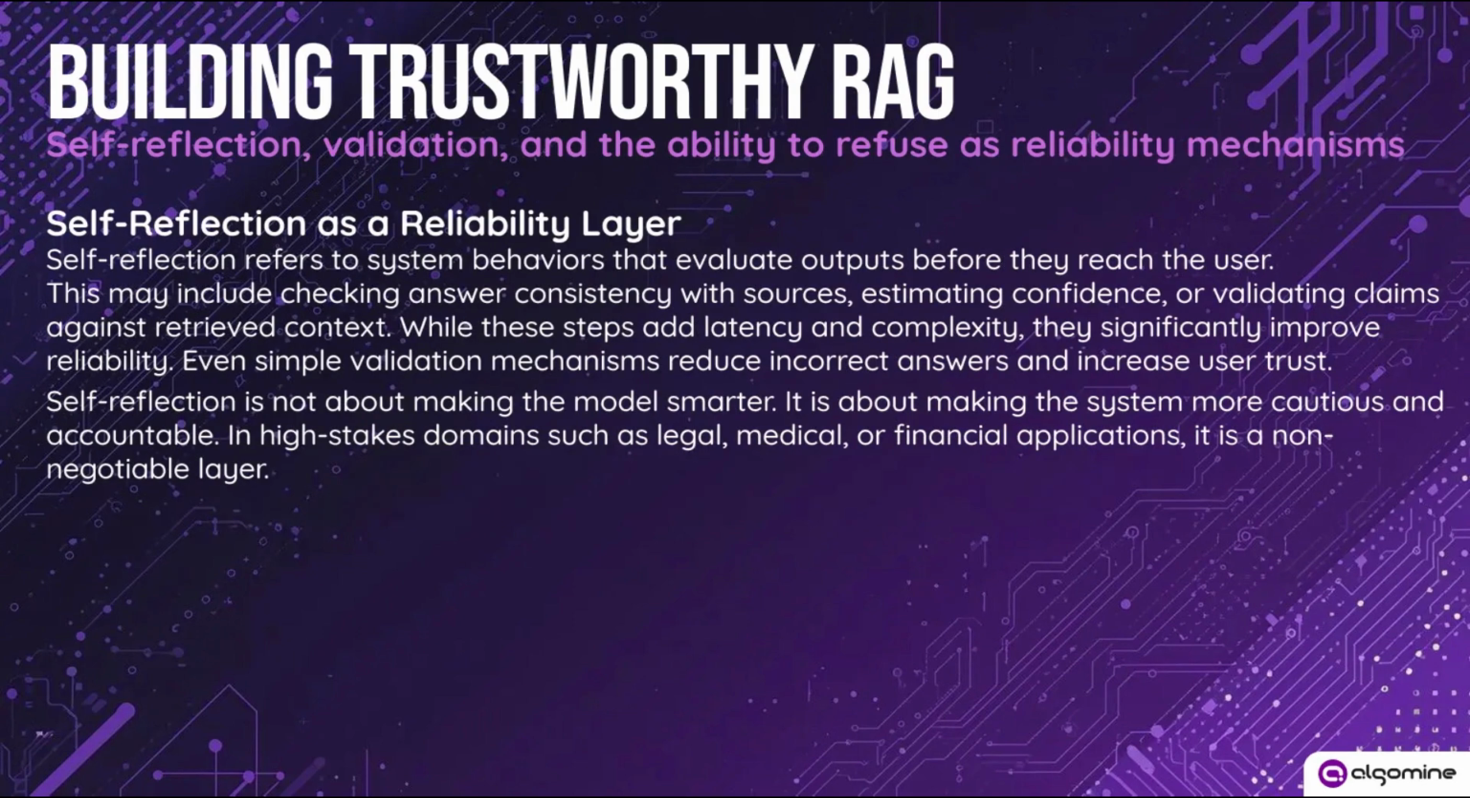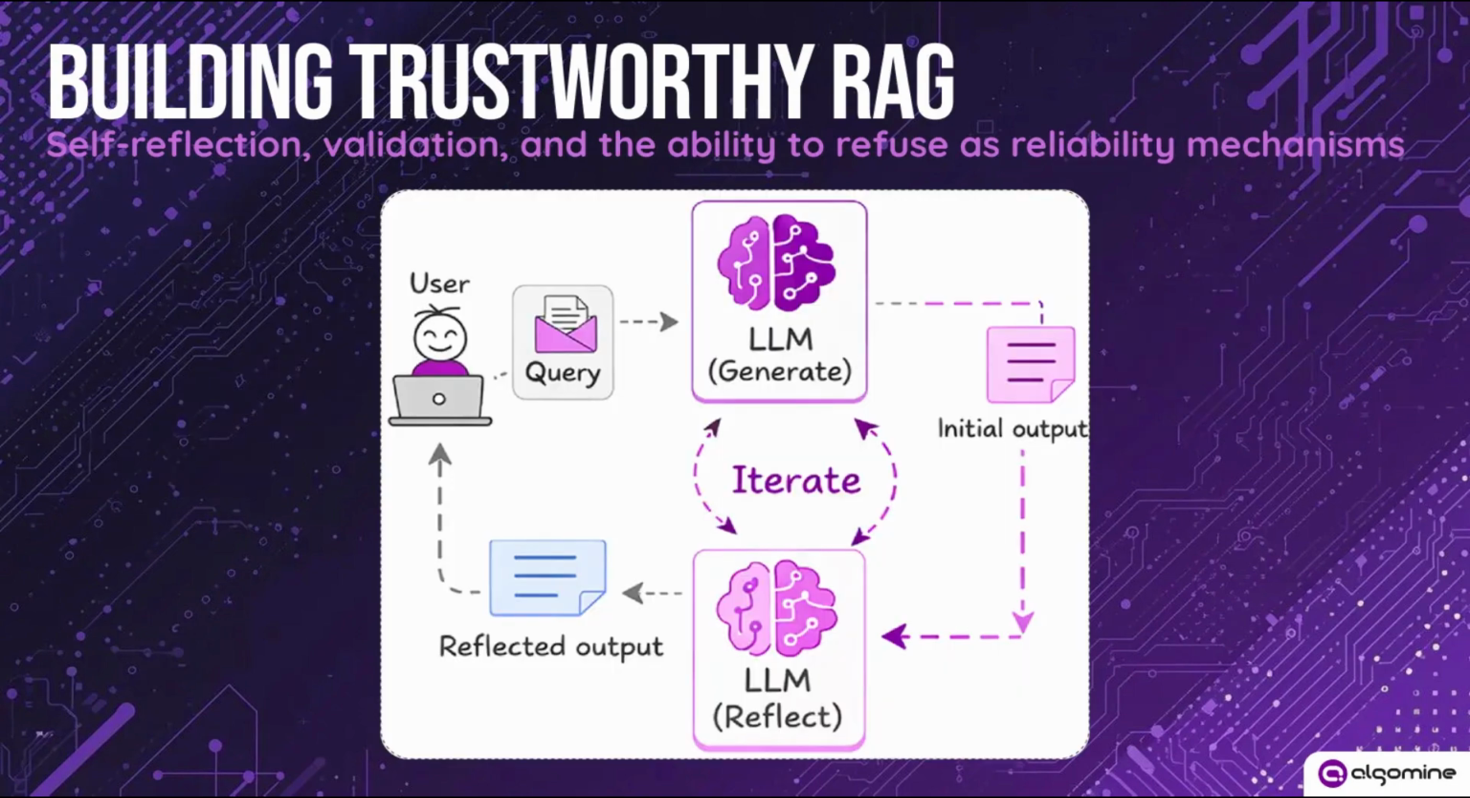Self-reflection refers to system behaviors that evaluate outputs before they reach users. This includes checking answer consistency with sources, estimating confidence, validating claims against retrieved context. These steps add latency, but significantly improve reliability. Self-reflection isn't about making the model smarter, it's about making the system more cautious and accountable.